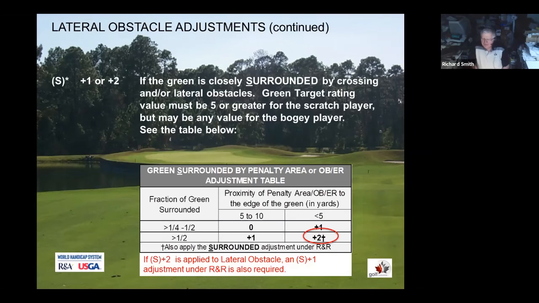And if the +2 is applied here, a reminder of something we saw back under R&R: if there's an S+2 on lateral obstacle, there must also be an S+1 adjustment under R&R.